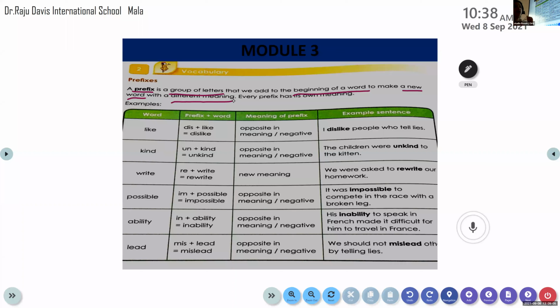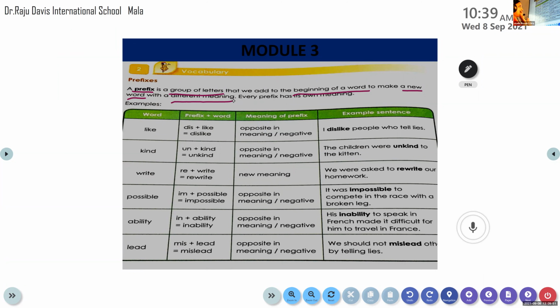Prefix. Pre means before. So, what exactly is a prefix? It's a group of letters that we add to the beginning of a word. Where do we add a prefix? To the beginning of a word. Why do we add prefixes? To make a new word which has a different meaning.